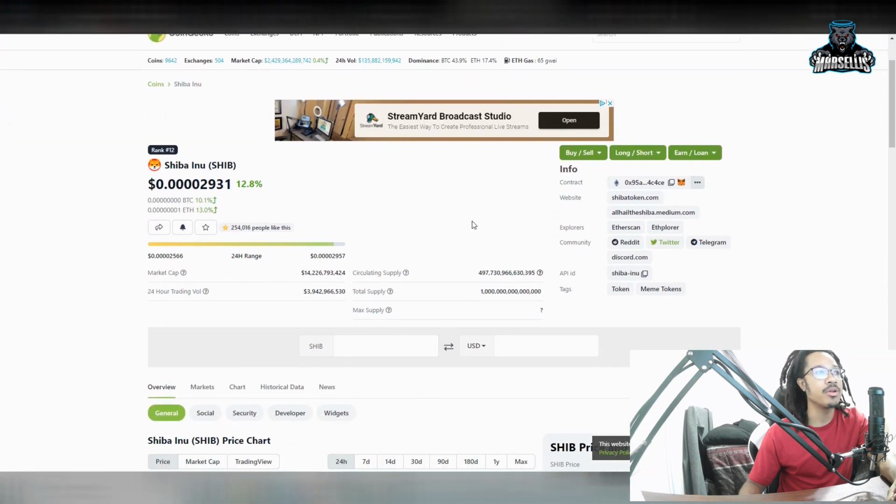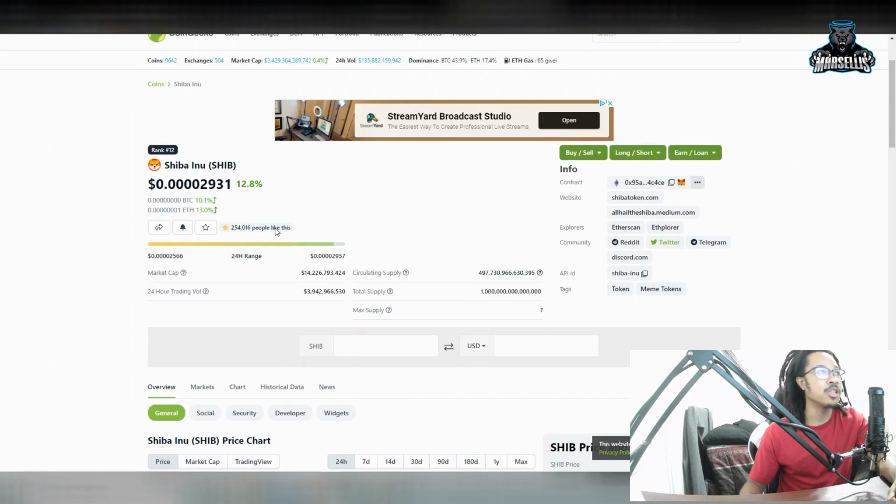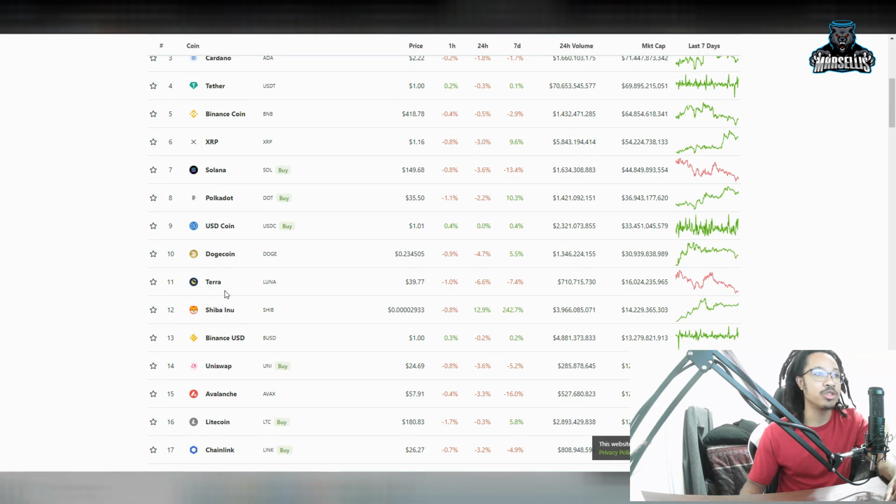As you can see over here, we are now up with Sheep 12.8% in the last 24 hours for rank 12. Actually, if you click on CoinGecko and go down here, you can see Sheep is only two ranks down from Dogecoin, but we only have one coin between us, which is Terra Luna. So we definitely have to overtake Terra Luna inside of $2 billion more dollars. Technically, $1.8 billion more dollars will pass Terra Luna. So that is actually pretty big right there.